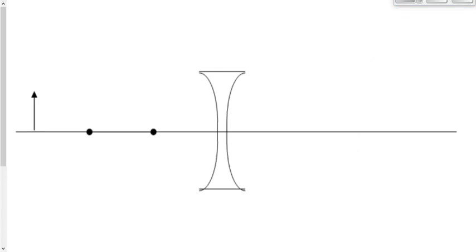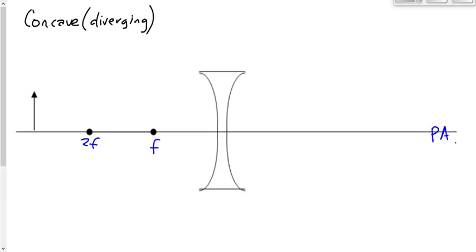Okay, I got one more to draw. This time, what kind of lens we got? This is concave. This is diverging. We still call this, by the way, the principal axis. This we're going to call F. This we're going to call 2F. I'm not even drawing F and 2F on the other side. Notice this time, though, that F and 2F are on the same side as the object.